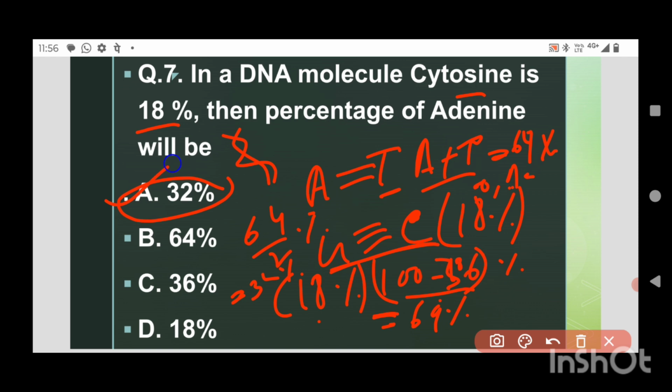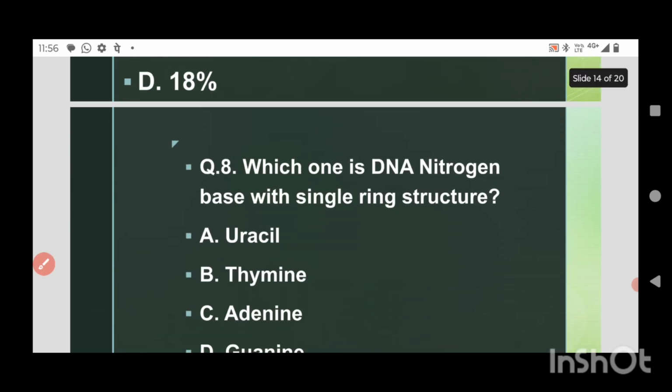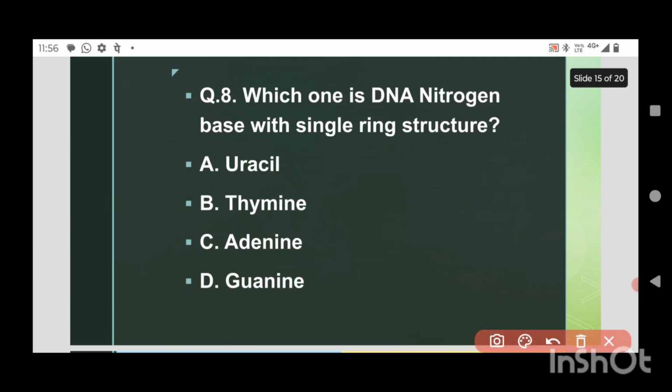Okay, now we are going to the next question. Question number 8 says: which one is the DNA nitrogen base with a single ring structure?